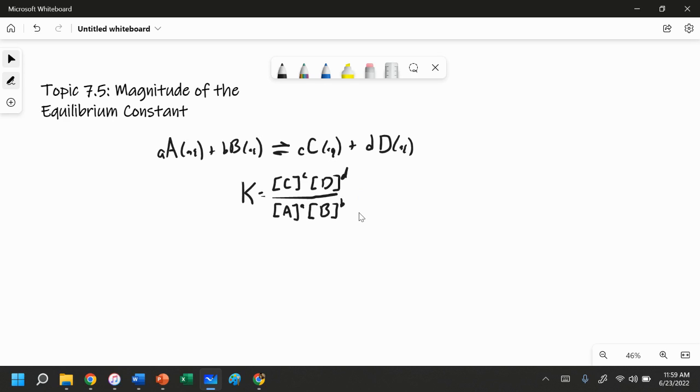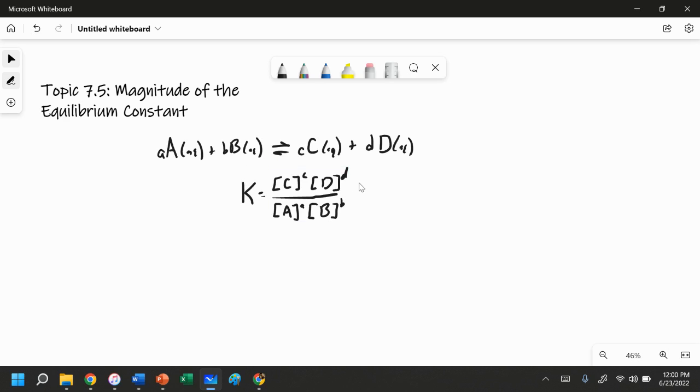And if you think about what K represents, K is the ratio between the products and reactants at equilibrium. So when this reaction reaches equilibrium, this ratio will equal the equilibrium constant at a given temperature.